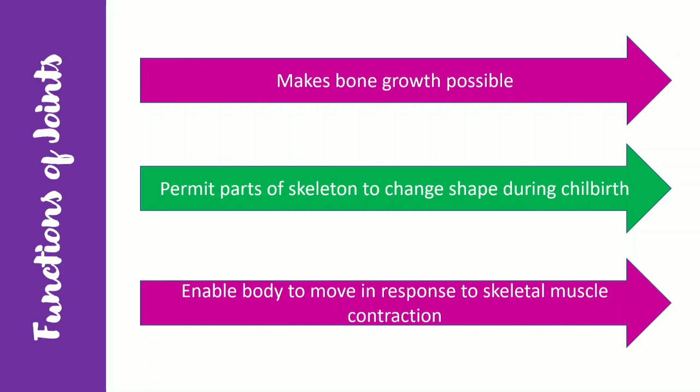It also makes it possible for the bones to grow. It permits parts of the skeleton to change shape during childbirth. It also enables the body to move in response to skeletal muscle contraction. So there are various functions of the different joints.